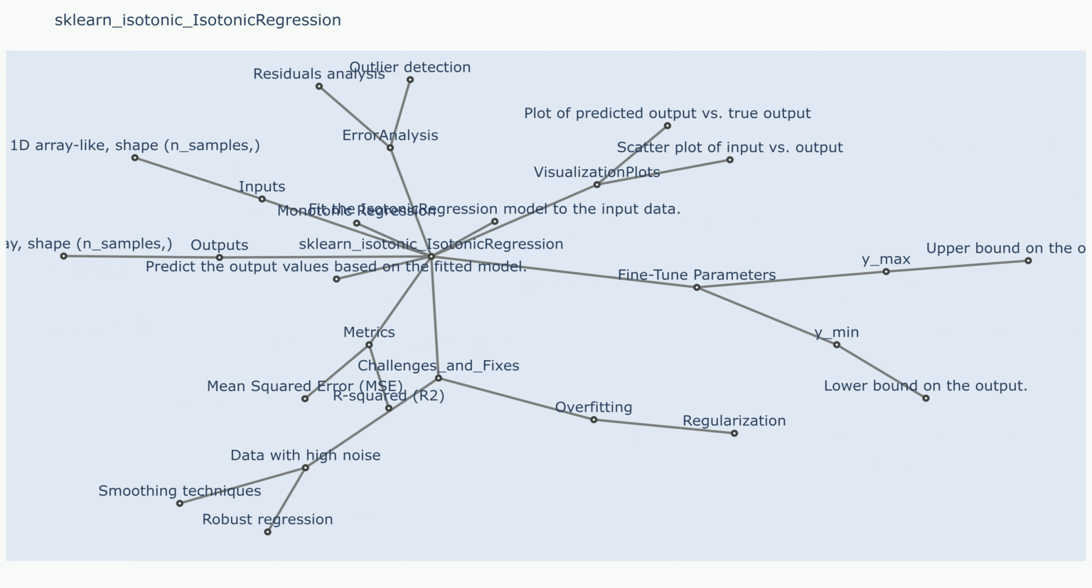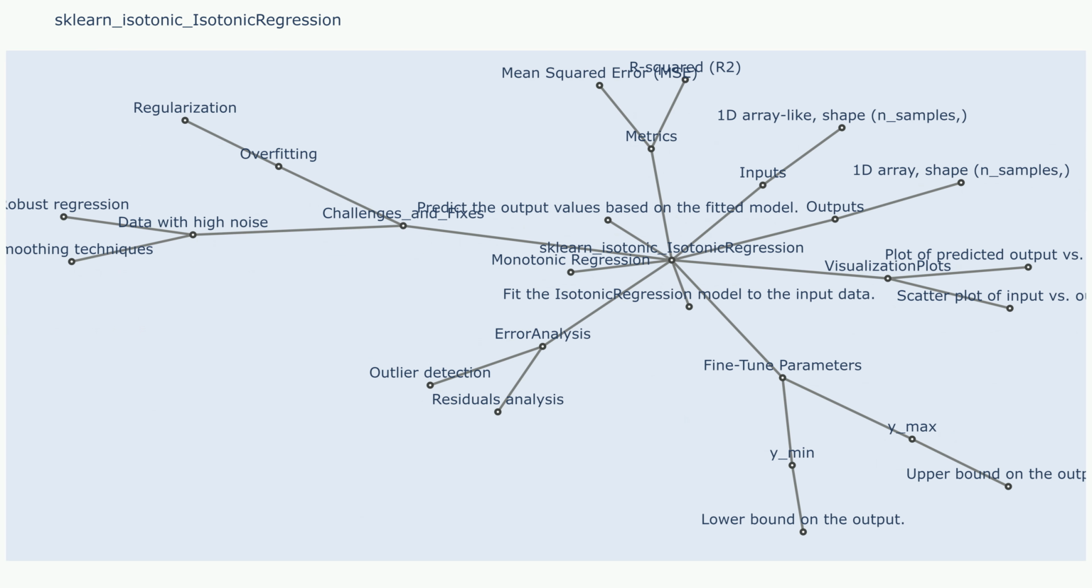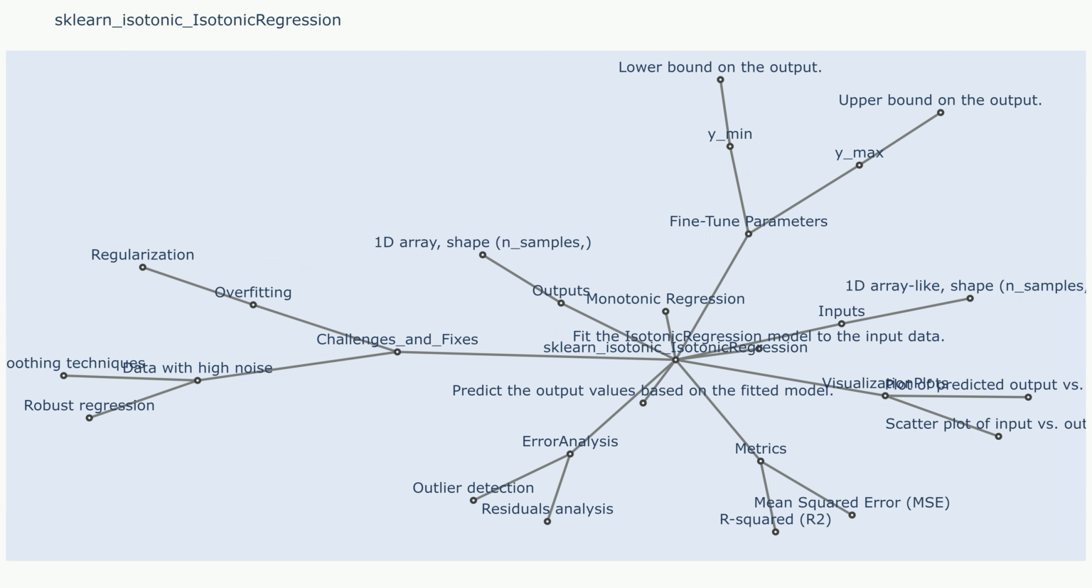Inputs: X. The input features, independent variables. It can be a one-dimensional array or a two-dimensional array where each row represents an observation and each column represents a feature. Y. The target values, dependent variables. It must be a one-dimensional array. Outputs: Y. The predicted target values. It is a one-dimensional array of the same length as Y.